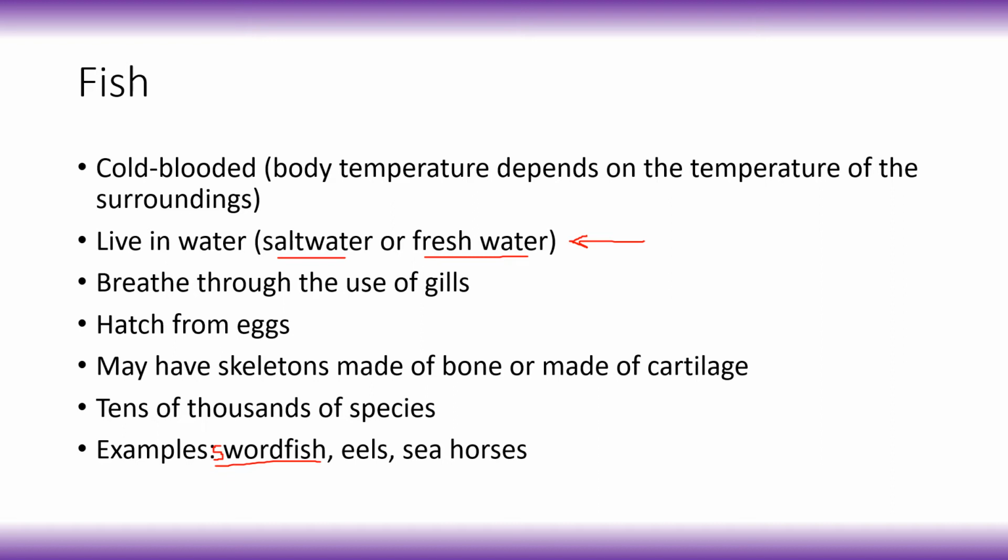Now, I ignored this point at the top, and it's a pretty important point because this changes between the different categorizations of animals. One important point about fish is that they are cold-blooded, and basically what that means is that their body temperature depends on the temperature of the surroundings of the fish. So in the case of fish, their body temperature depends on the temperature of the water that they're in.